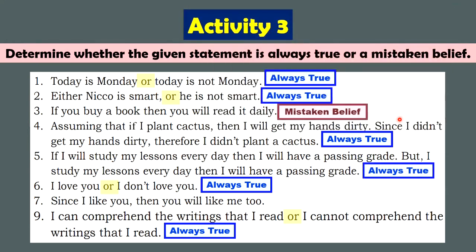And then, lastly, we have number 7. Sige nga, anong sagot nyo dyan? Based on real life situation, yung lahat ba ng gusto nyo, gusto din kayo? It does not work that way. Hindi yung lahat ng gusto natin, gusto rin tayo. So this one is obviously a mistaken belief.